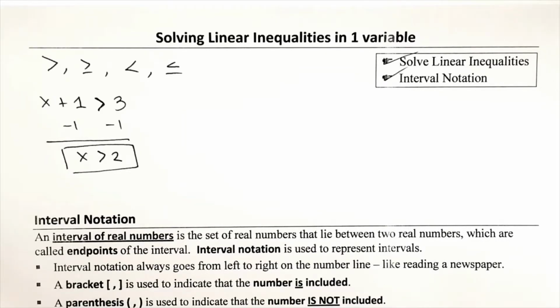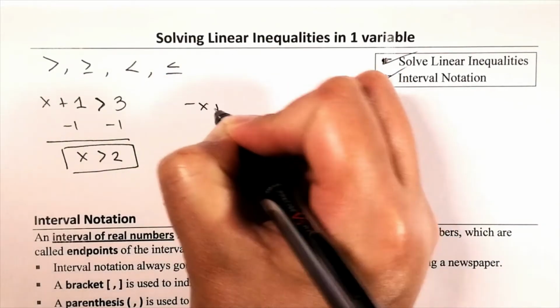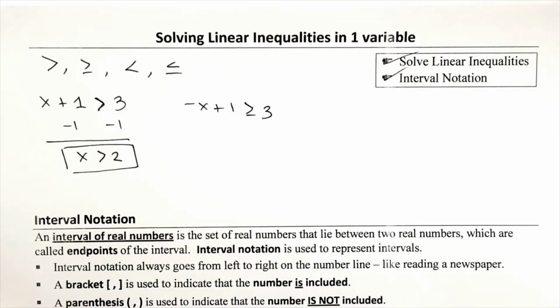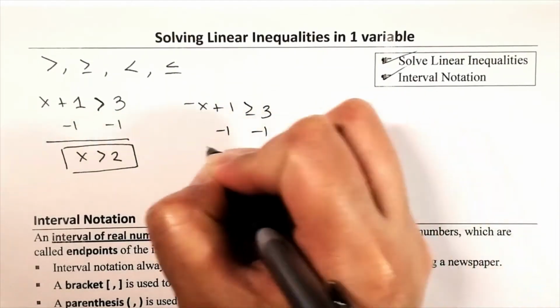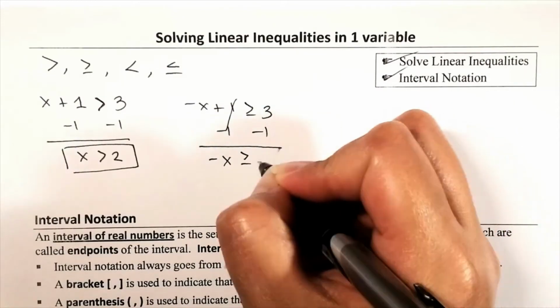The one catch is that any time you have to multiply or divide by a negative, you have to flip the inequality. So let's say I had negative x plus 1 is greater than or equal to 3. I just spiced it up for fun. To isolate that variable, to undo an addition, let's subtract 1, and that will give us negative x is greater than or equal to 2.